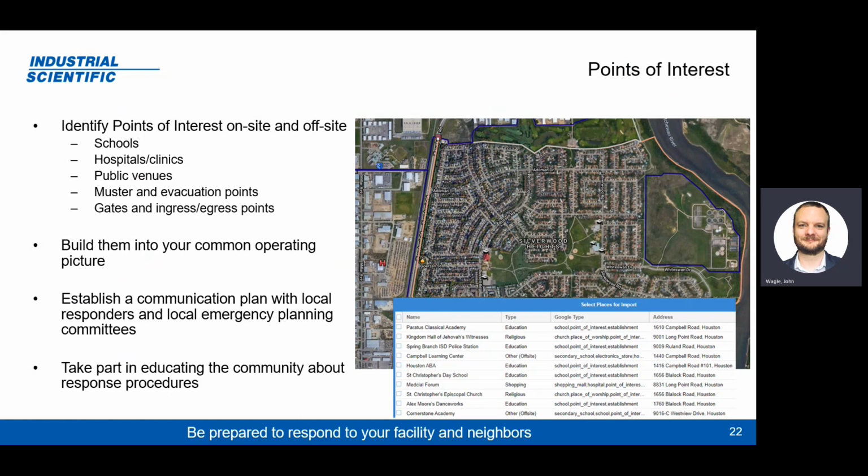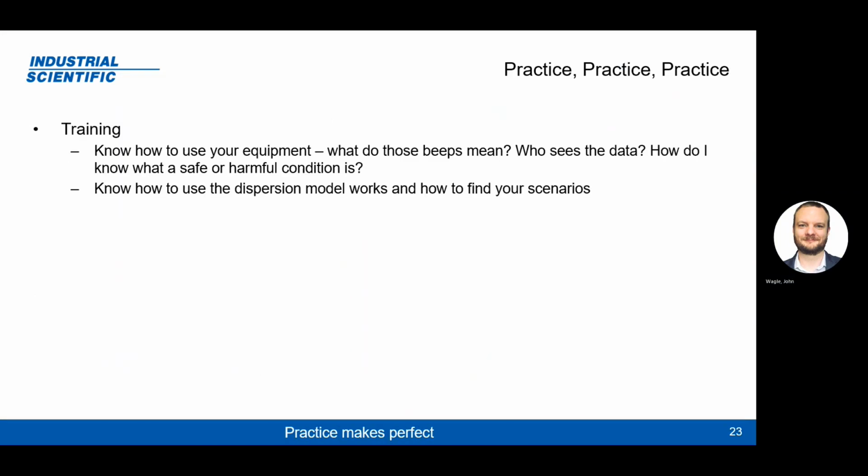Which rolls into point 3. That's why we need to establish a communication plan with local responders and local emergency planning committees. And finally, as I mentioned before, try to take part in educating the community about response procedures. Not only by hearing the community out will this improve your credibility and sort of renew your social operating license, but it will protect them in case of an emergency. So when that shelter in place order goes out, people know what to do. And practice, practice, practice.